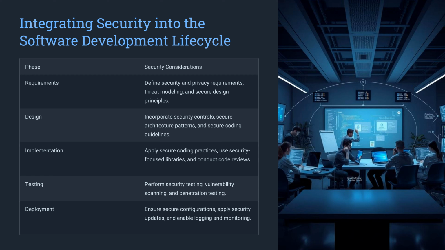In the implementation phase, applying secure coding practices and utilizing security-focused libraries is vital, as is conducting thorough code reviews to catch any potential vulnerabilities early. Testing should include a comprehensive range of security testing methods, including vulnerability scanning and penetration testing, to ensure the robustness of the software. Finally, during deployment, it's important to secure configurations by applying necessary security updates and enabling logging and monitoring to track and respond to potential security incidents effectively.